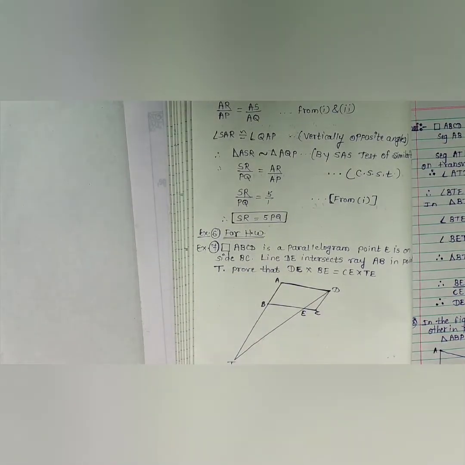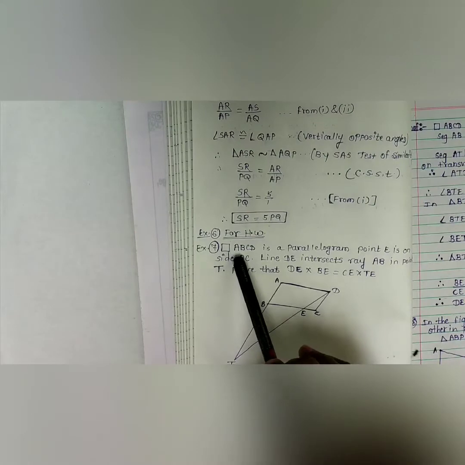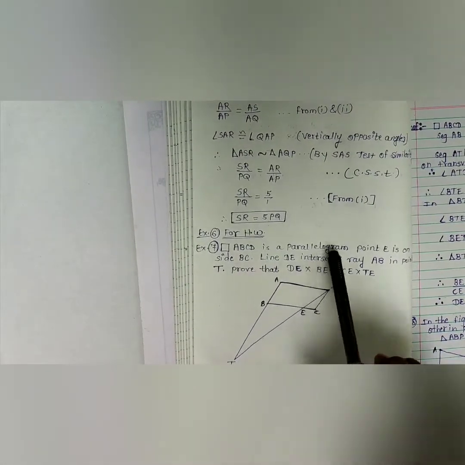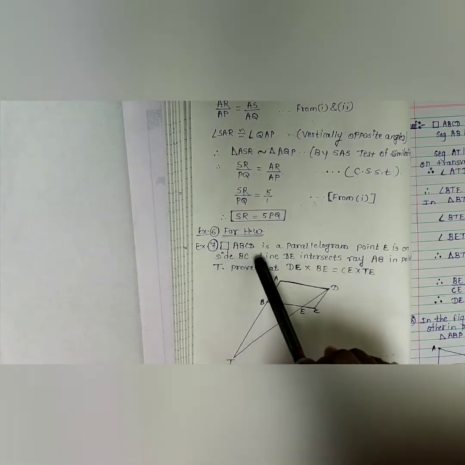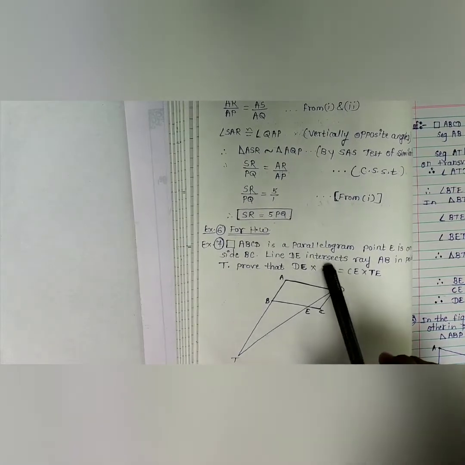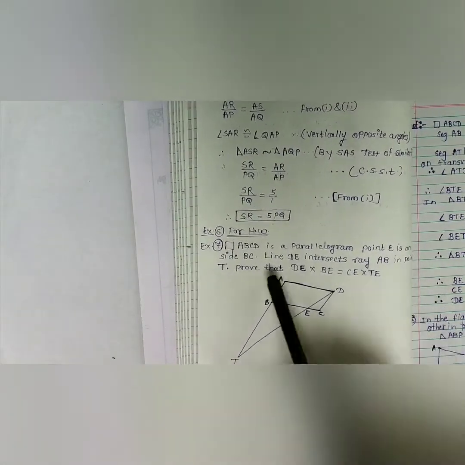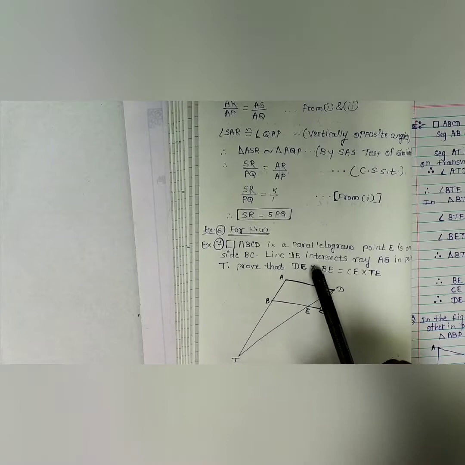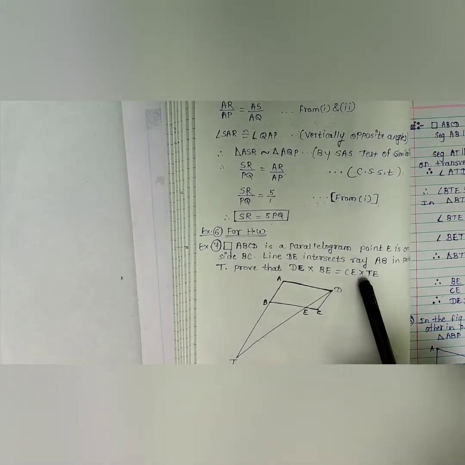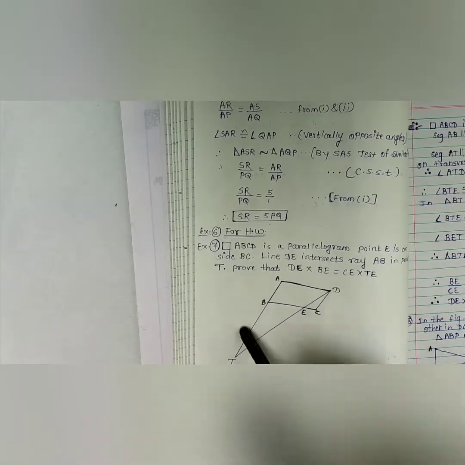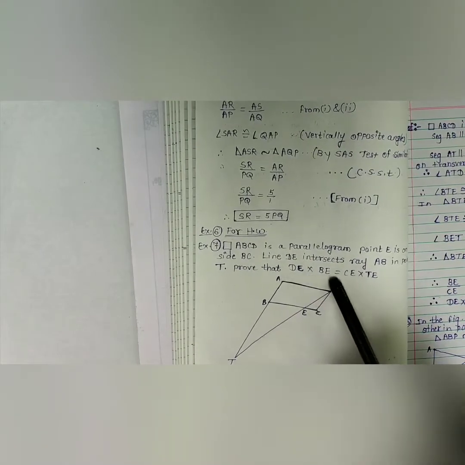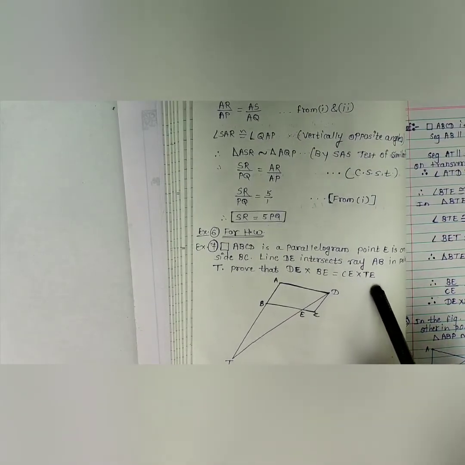Now example number 7: quadrilateral ABCD is a parallelogram. Point E is on side BC. Line DE intersects ray AB at point T. Prove that DE into BE is equal to CE into TE. This is the figure. Here we have to prove that DE multiplied by BE is equal to CE multiplied by TE.